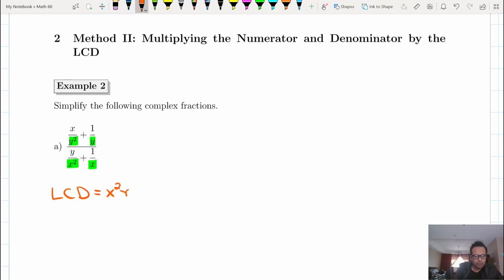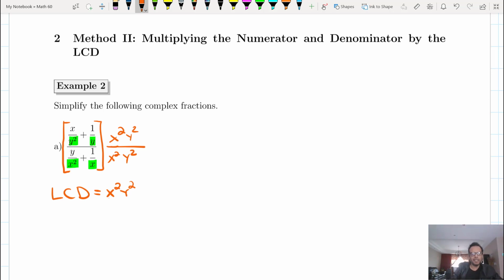Likewise for y, we have y to the first power here and y to the second power in the first fraction. So the highest power of y is 2, and the LCD is x squared y squared. So what are we going to do? We are going to multiply and divide by the global LCD, the overall LCD, x squared y squared.